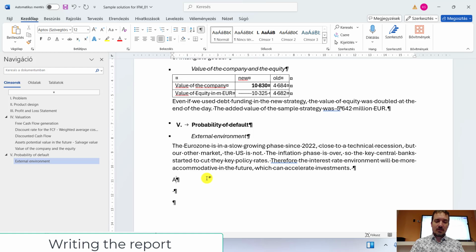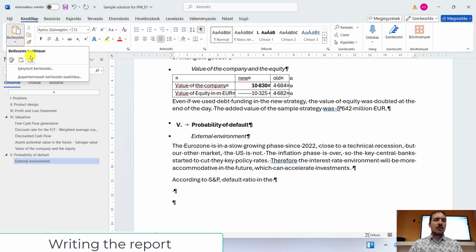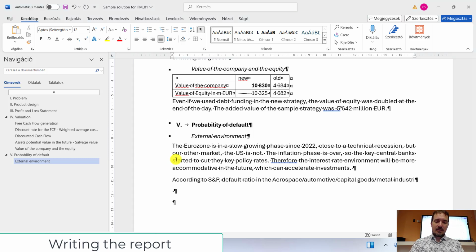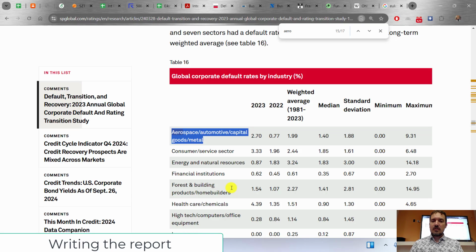Okay, so now we can check the industry itself. According to S&P, the default ratio in the whole industry was 2.7% in 2013, which was slightly higher than the long-term average. Let's use this one. So this is the weighted average. Oh my god. So the maximum historically since 1981 was 9%. So definitely we are in a good shape. 2%.